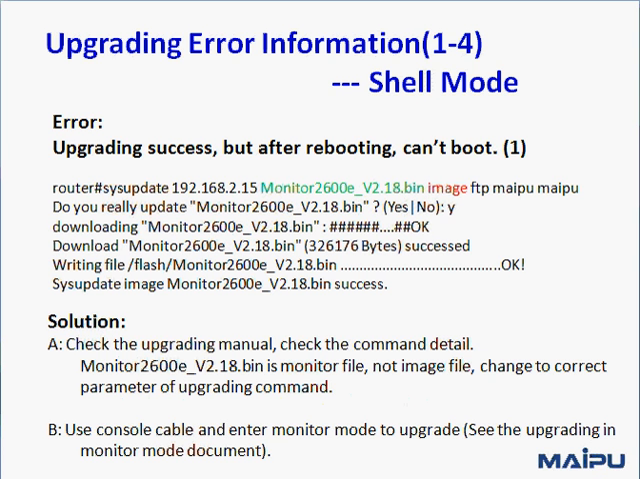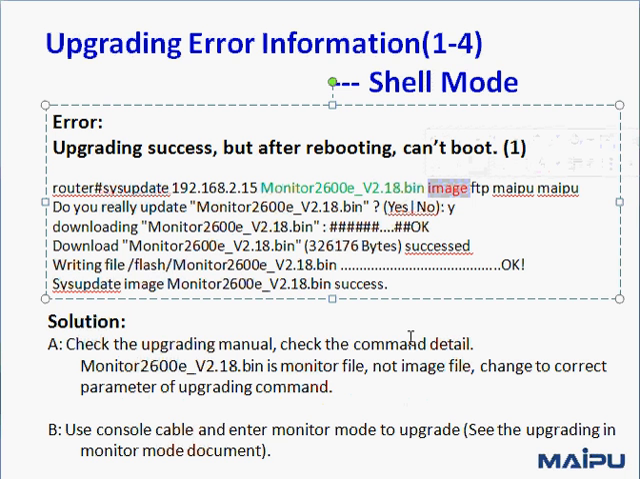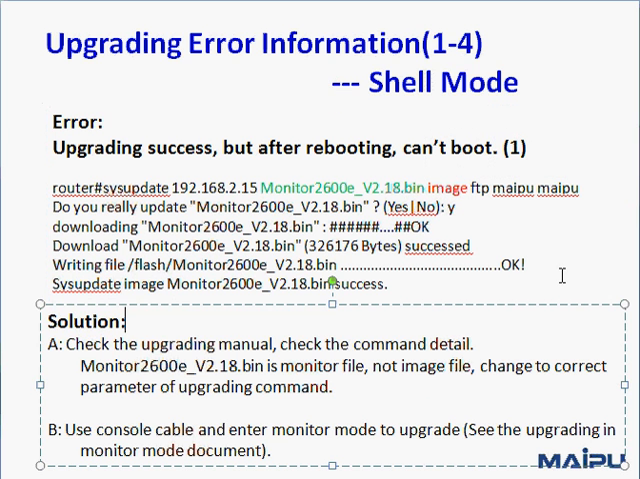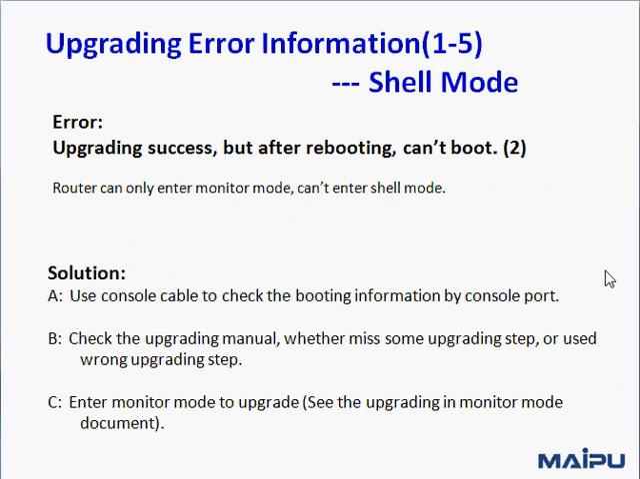Whenever you upgrade the monitor and iOS, make sure that you are using proper syntax and there is no mismatch between the image and monitor, which I already discussed in this video. Sometimes the upgrade succeeds, but after rebooting you cannot boot. So make sure that whatever you have done follows the upgrading manual or this video. You can practice this and then go for it. Whether you missed an upgrading step or used a wrong one, you need to check all these things. If you have already lost the router, you need to enter monitor mode and then upgrade it using the monitor mode process which we already discussed.